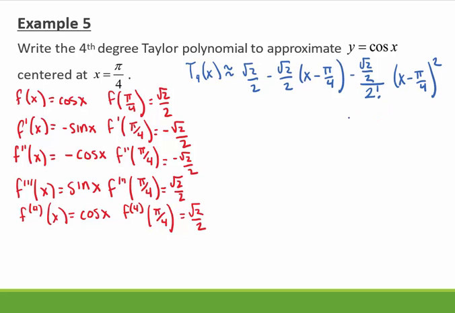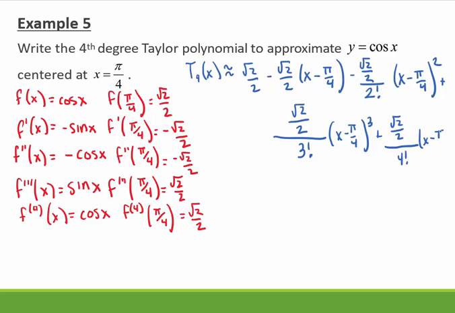Squared. I've run out of room, so I'm going to carry everything down for my next one. So my next one is positive, so that's a plus root 2 over 2 over 3 factorial. Technically, that could go on the bottom there. Of x minus pi over 4 to the third, plus root 2 over 2 all divided by 4 factorial, times x minus pi over 4 all to the 4th power. And that's our 4th degree Taylor approximation.